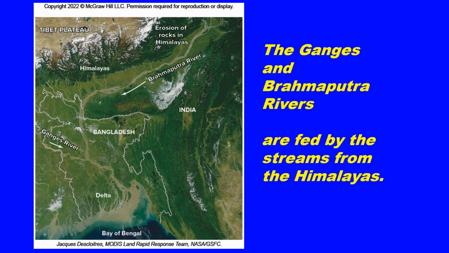Here's a satellite view of the Ganges and Brahmaputra rivers in India and Bangladesh, which are fed by the streams up in the Himalayas. Basically, Bangladesh is a big delta. It's all those sediments that are washed down from the Himalayas. They're carried by the rivers downhill, and they settle as the river slows where it meets the sea and forms a delta. Over time, the country of Bangladesh is sitting on one big delta.